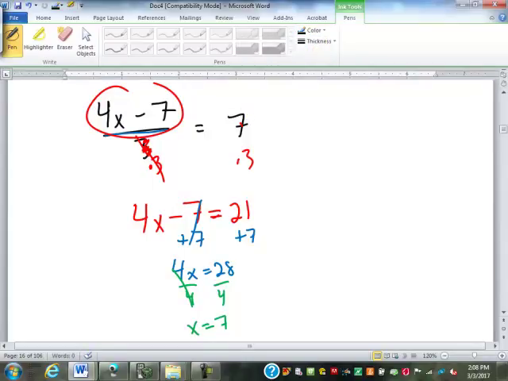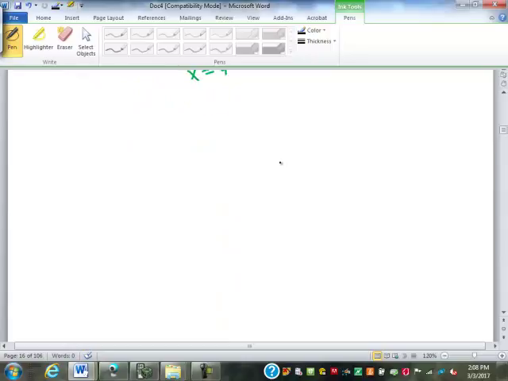Okay, so I think you guys are doing pretty good with those. So today's new topic, we're going to be looking at graphing. And what we're looking at is we're going to represent numbers visually.